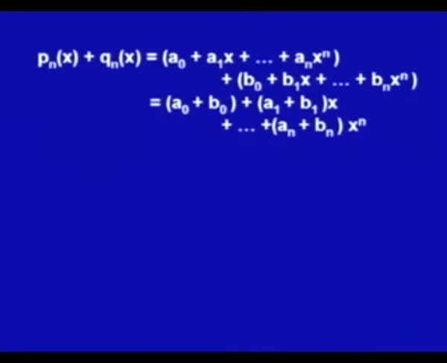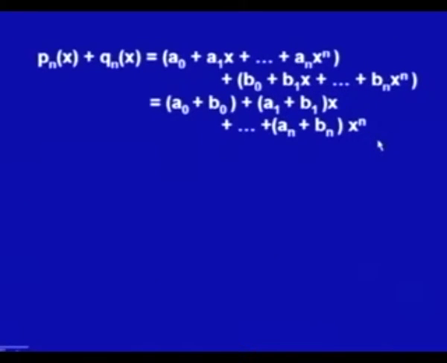defined in this manner. If I have two polynomials p_n(x) and q_n(x), where the polynomial p_n(x) is a_0 + a_1 x + ... + a_n x^n, and another polynomial q_n(x) of the form b_0 + b_1 x + ... + b_n x^n, then the addition of the two polynomials is defined as (a_0 + b_0) + (a_1 + b_1) x and so on, and the last term is (a_n + b_n) x^n. The idea is the coefficients are added: a_0 plus b_0, a_1 plus b_1 is the coefficient of x, a_n plus b_n is the coefficient of x^n.